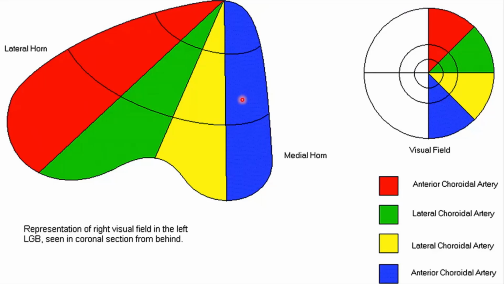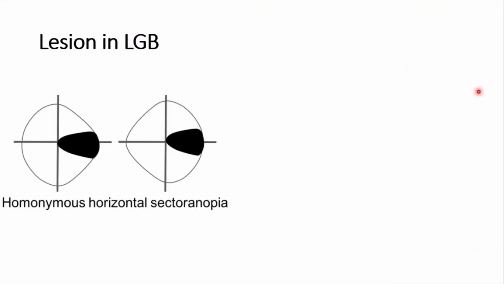Now, say we have a lateral choroidal artery occlusion. What is the part which is getting affected? It is the central part of the lateral geniculate body which is going to get affected. Now, if this center part goes off, what we'll get is a field effect corresponding to this particular sector, green and yellow. So this is called a sectoranopia. Any vascular lesion of the lateral geniculate body will cause a sectoranopia. It's a homonymous horizontal sectoranopia on the contralateral side.